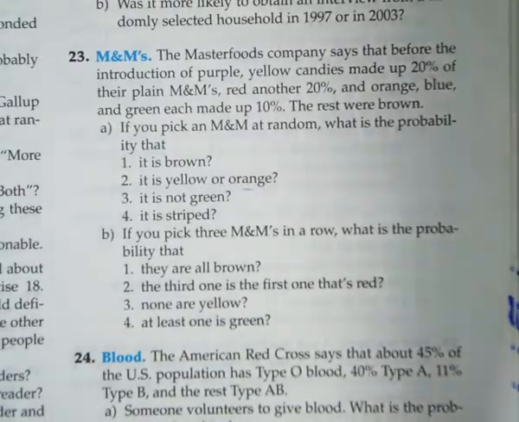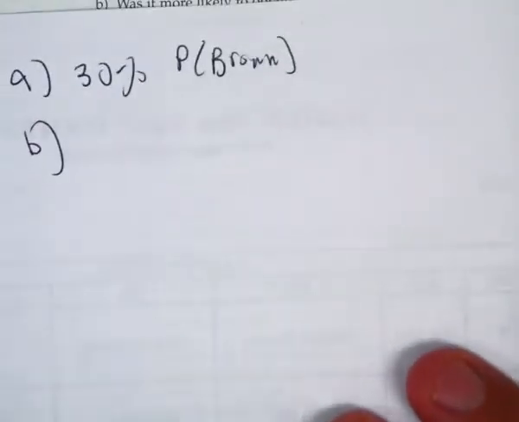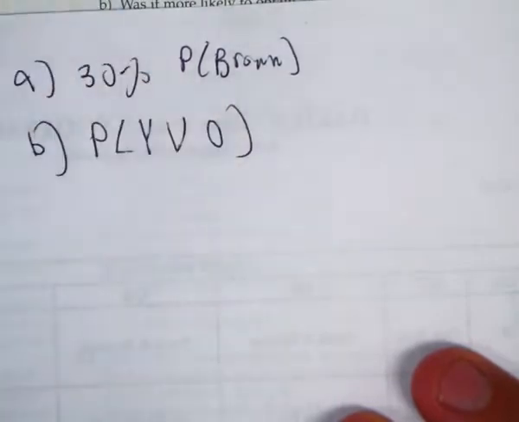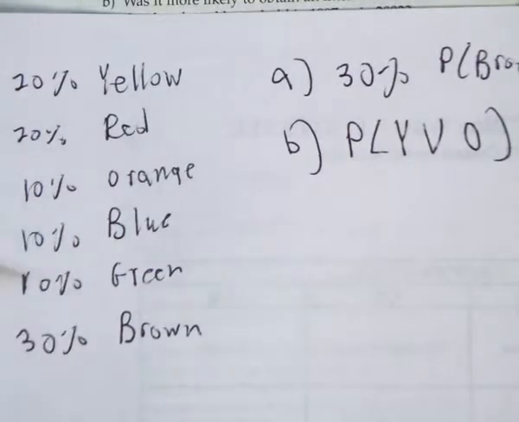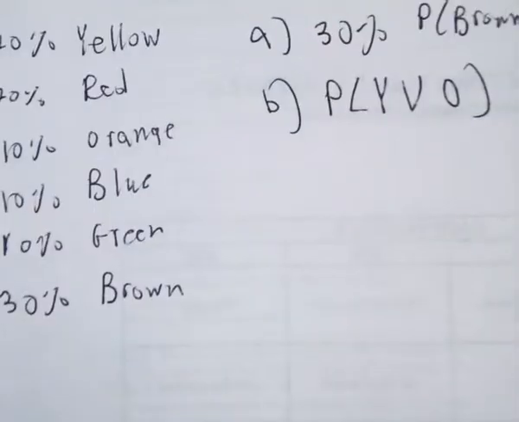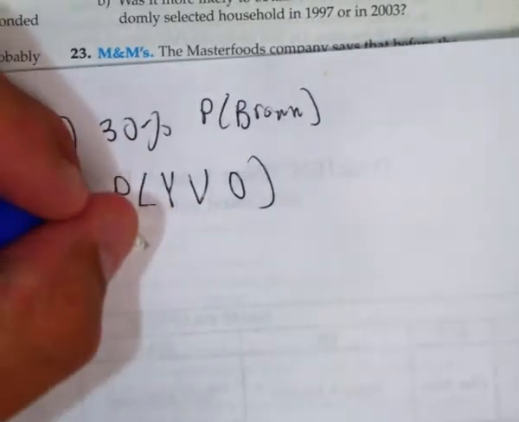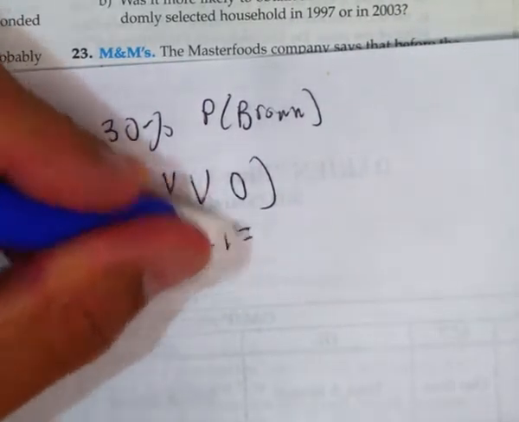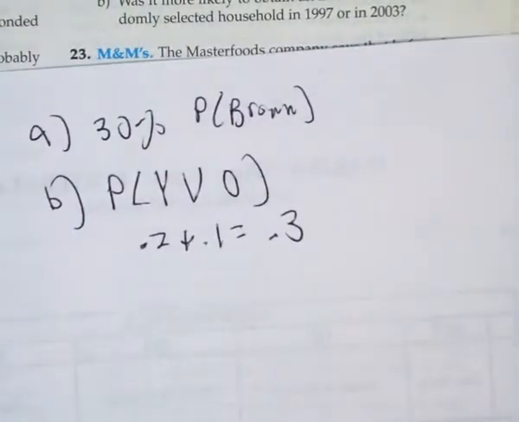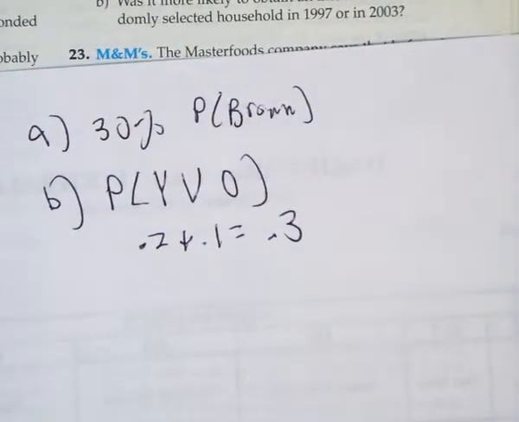Okay, B says that it is yellow or orange. So probability of yellow or orange. Well, these are mutually exclusive. They cannot be both yellow and orange, so we just add. So the probability of yellow is 20% and the probability of orange is 10%. So we do 0.2 plus 0.1 is 0.3. So that would be 30%. Okay.